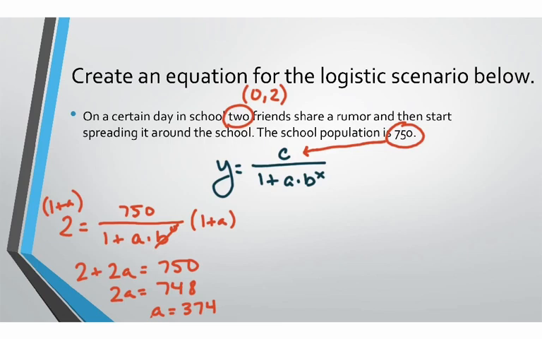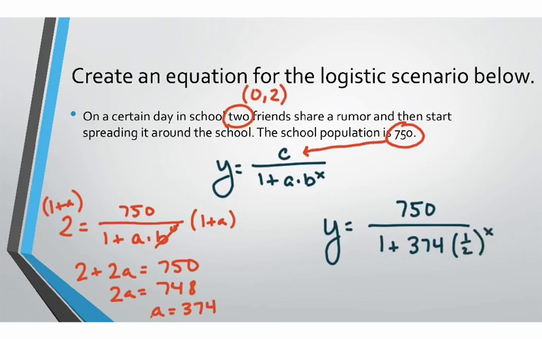So do we know what b has to be? The answer is no. We know b has to be a number less than 1, so we get growth, but other than that, b could be anything. So I'm pretty open. I know 750 must be on top. I know 374 must be here to give me that split that I want, right? And let's just pick a number. Let's say 1/2. That will be the b. And I have created a model for the spread of this rumor.